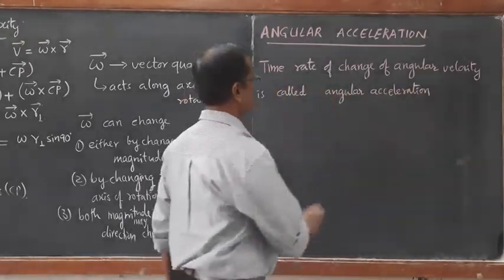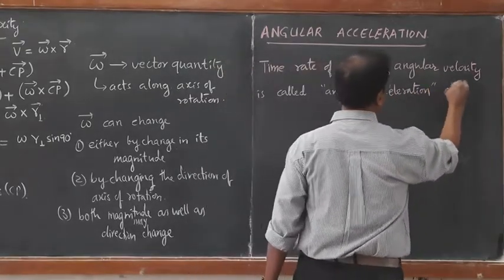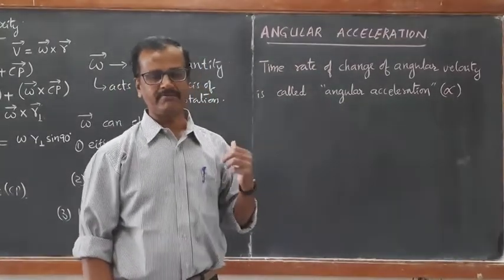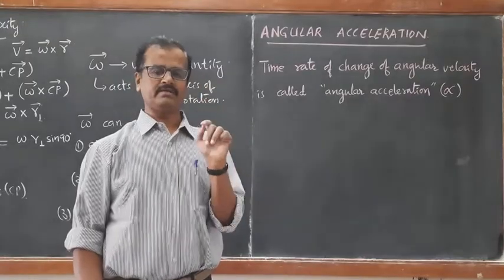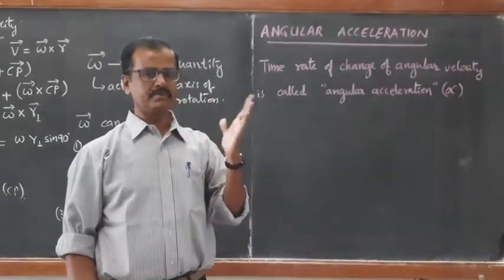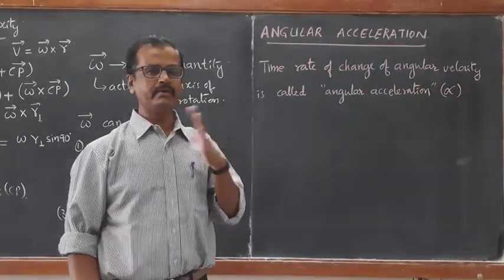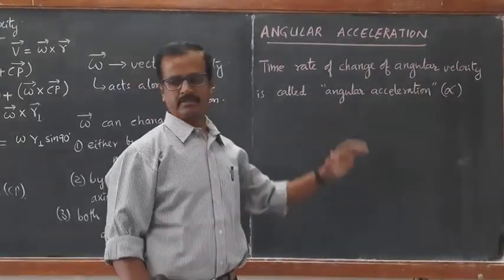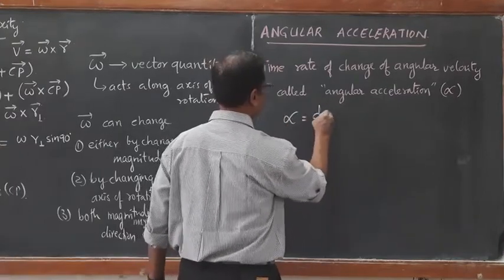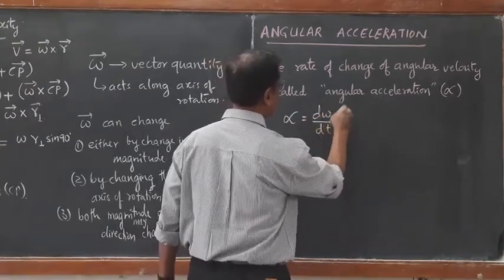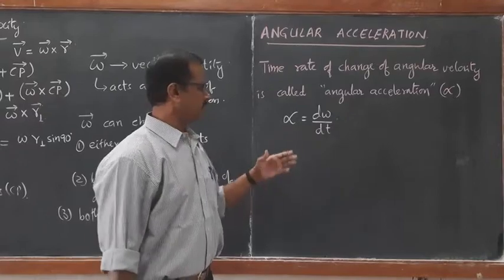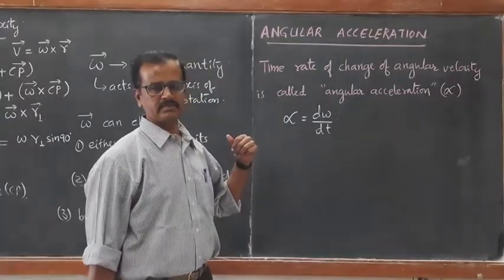Angular acceleration is denoted by alpha. Linear acceleration is denoted by a. Linear velocity is denoted by vector v. Linear acceleration is denoted by vector a. So you must have a comparative study. When you have a comparison, the study will be easier. Now, I can define alpha equals d omega by dt. This gives us the rate of change of angular velocity.